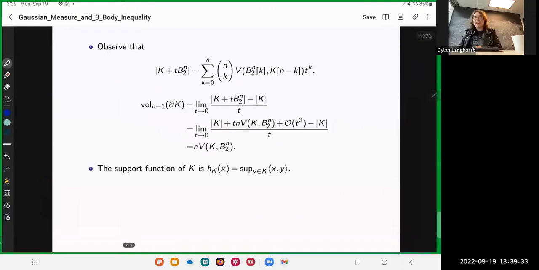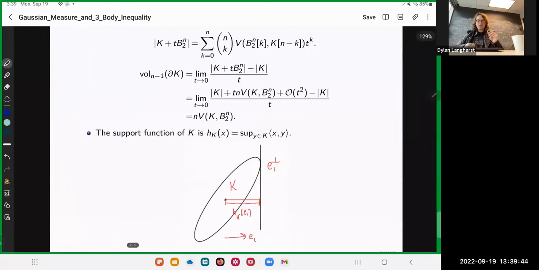Now, a convex body is uniquely defined by its support function. What you do is you have your vector x, and you take the largest projection of x onto your convex body K. I have a picture to show. Say I have my vector E1, which is just the standard (1, 0). Then I take the hyperplane through the origin orthogonal to E1, and I move it in the direction of E1 until it just touches the boundary of K. The support function of K evaluated at E1 will be the distance I had to move it, as shown here. So that is H_K of E1.